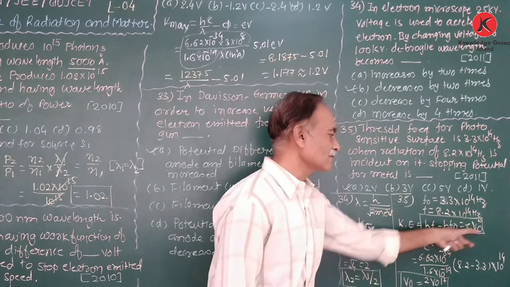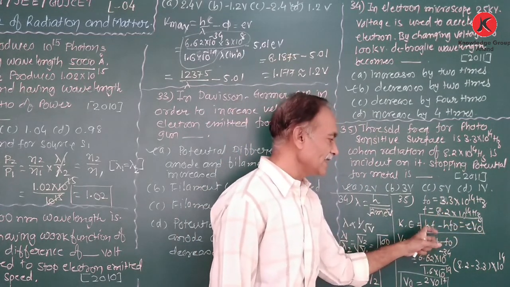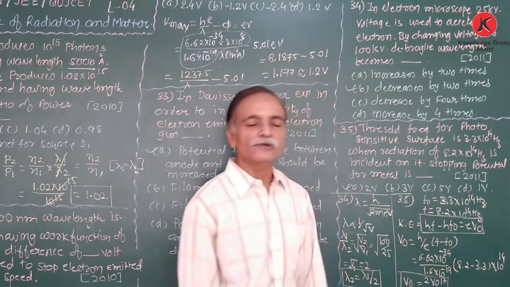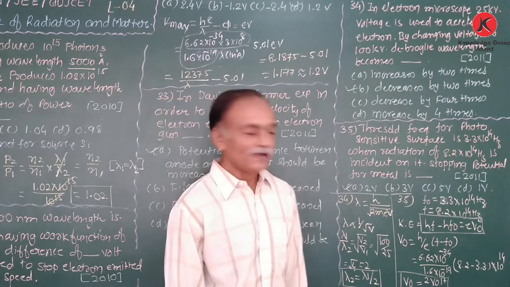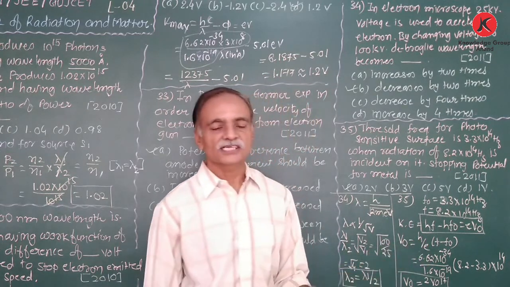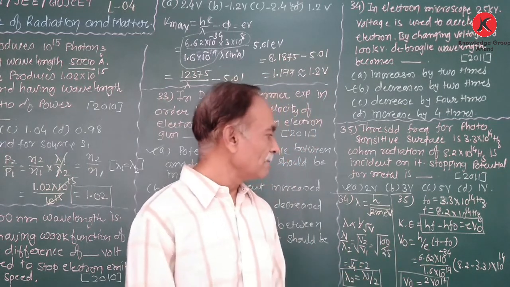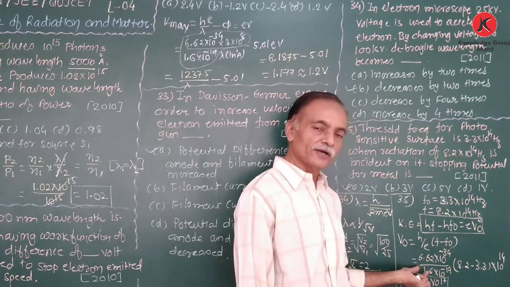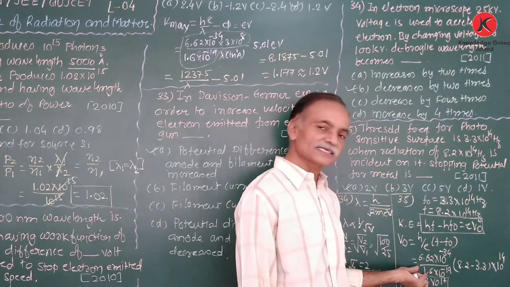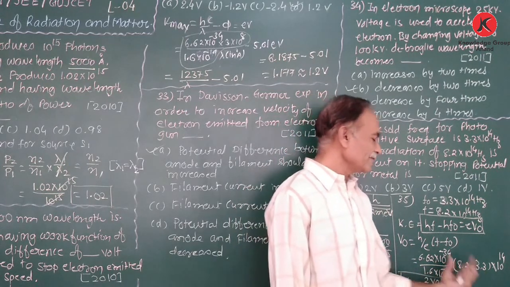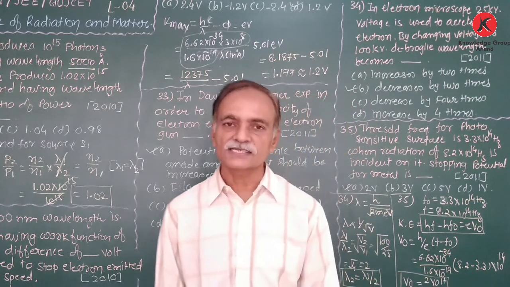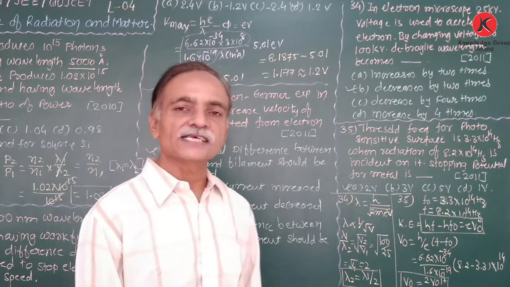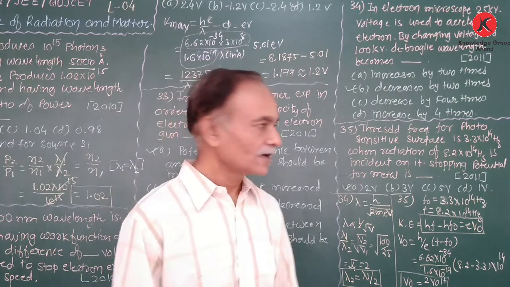Therefore, V0 is equal to, taking e on the left-hand side in the denominator and h common from the numerator, h/e into (f − f0). Value of Planck's constant, we know, 6.62 × 10^−34, divided by the charge of an electron, 1.6 × 10^−19, into bracket the difference of the frequency and the threshold frequency. So we obtain the answer as 2 volt. Clear it? Okay.